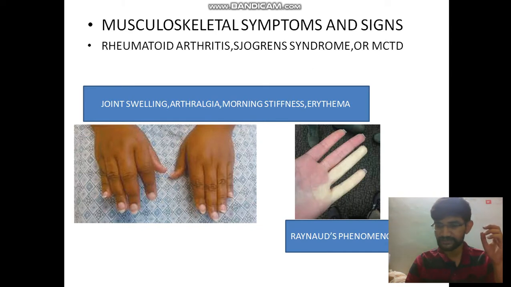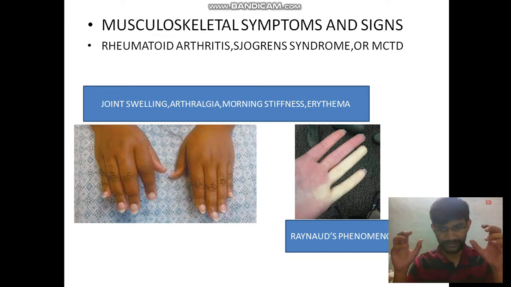Coming to the musculoskeletal system, most of the ILDs involving the musculoskeletal system have arthralgia, morning stiffness, and joint swellings, joint edema. And what are the diseases in which you see this? Rheumatoid arthritis, Sjogren's, and mixed connective tissue disorder syndrome. You see all these things.